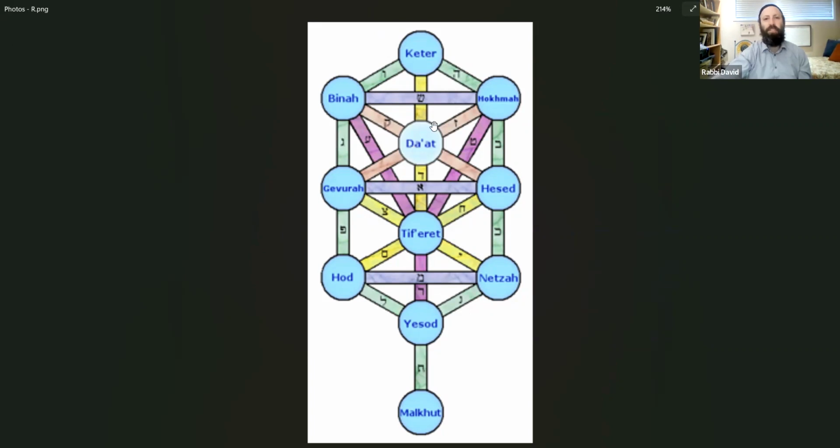That's an important point to note because of the one below it here, Da'at. Da'at means knowledge. If you'll notice, Da'at in this particular diagram is white as opposed to the rest of them, which are blue, because Da'at itself is not considered a sefirah. It is a hovering point at the intersection of the line that goes from Keter to Tiferet, the line that goes from Chochmah to Gevurah, and the line that goes from Binah to Chesed. That is called the point of Da'at, of knowledge, but it isn't actually a sefirah in and of itself.